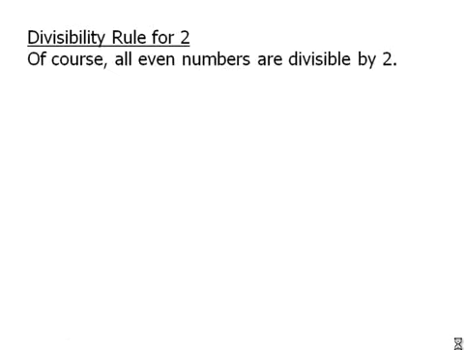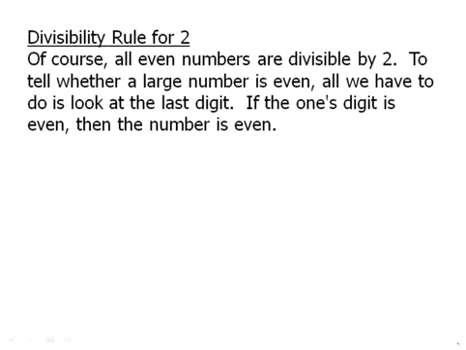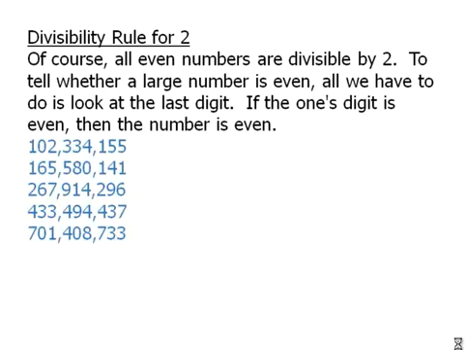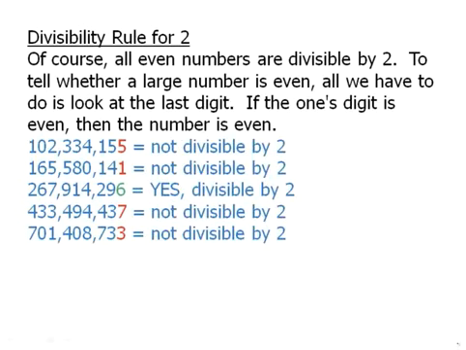So first of all, divisibility by 2. Of course, all even numbers are divisible by 2. To tell whether a large number is even, all we have to do is look at the last digit. If the ones digit is even, then the number is even. So we have these large numbers. We can ignore the rest of the number and just look at the ones place. And in the ones place, we see 5, 1, 7, 3. Those are all odd, but the 6 is even. That means that the middle one, with a ones digit of 6, is the only even number, the only number divisible by 2. So that's divisibility by 2.